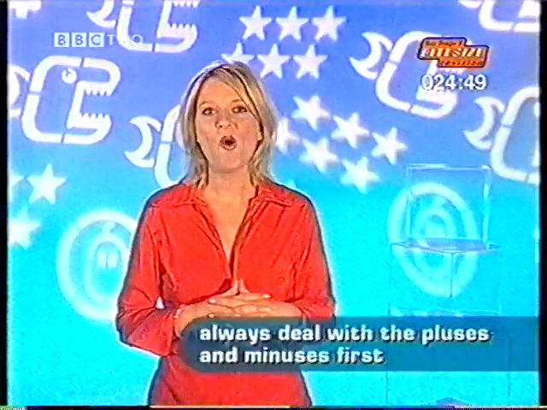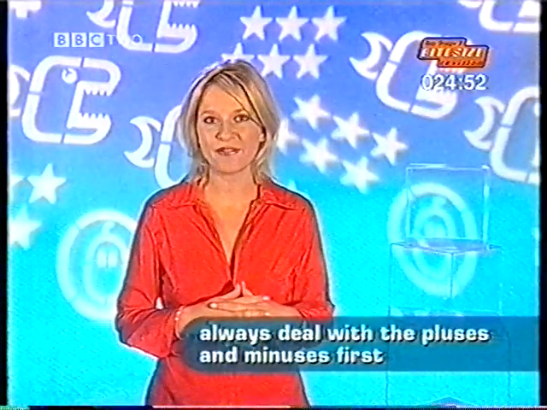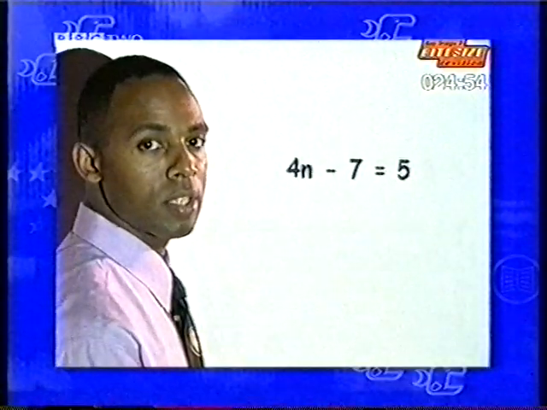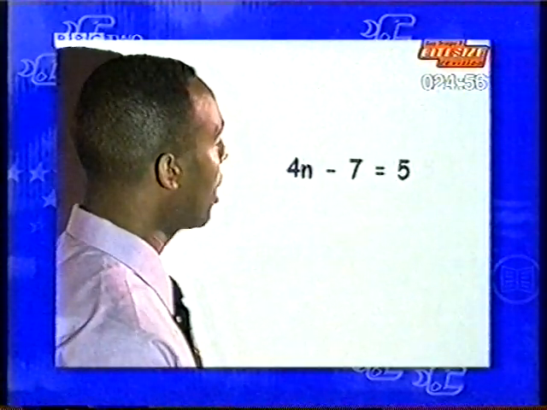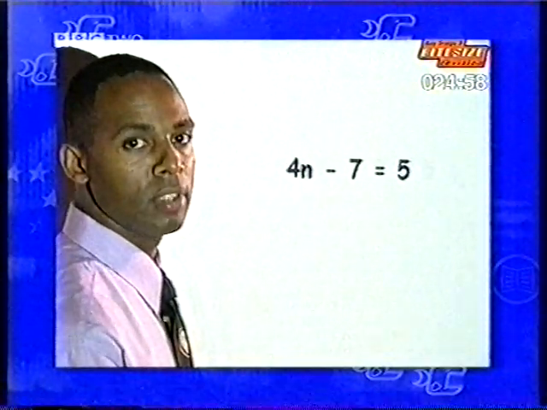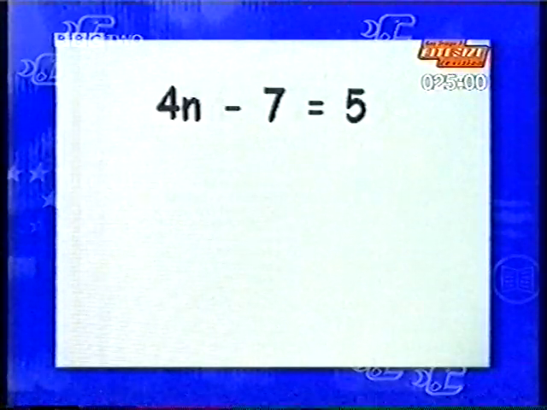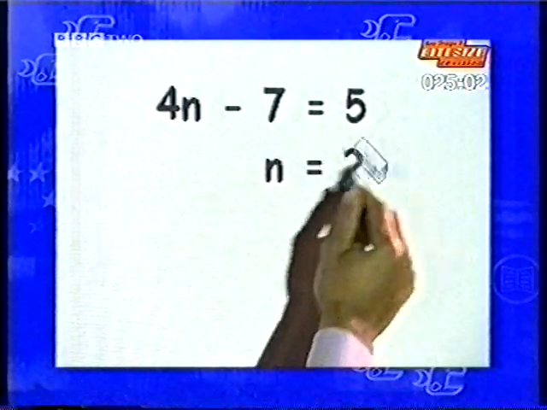But we can make them a little bit more complicated by including multiplication or division and addition or subtraction. Here, a second rule comes into play. Always deal with the pluses and minuses first. Let's consider this equation. 4n minus 7 equals 5. What we're aiming for is n equals a number.